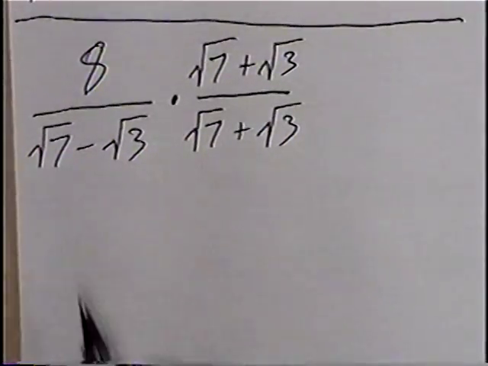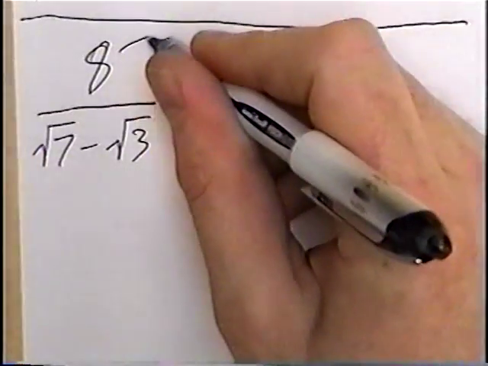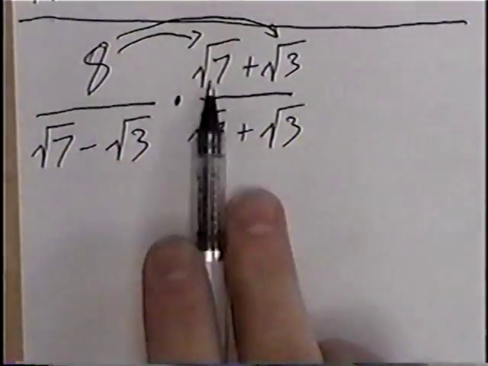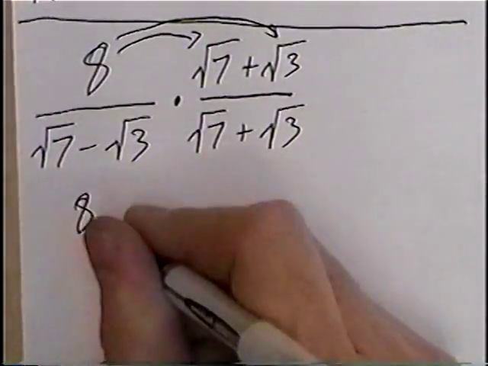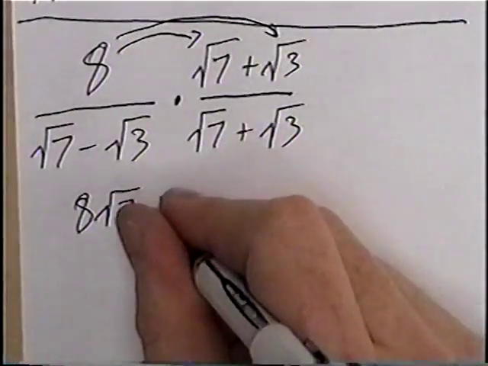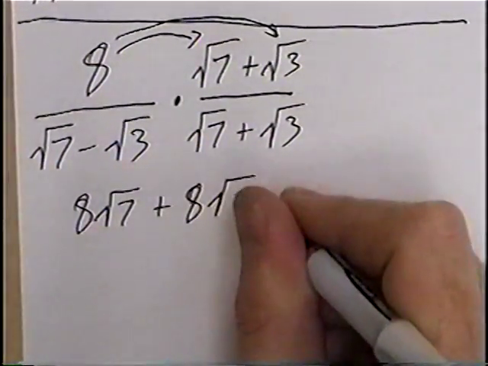Multiplying again straight across, 8 times the two radicals. This will be like the distributive property. Multiply 8 two times. 8 times radical 7 would be 8 radical 7 plus 8 times radical 3 would be 8 radical 3.